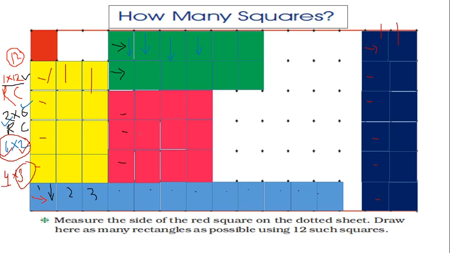1, 2, 3. 1, 2, 3, 4. In this way we can calculate the number of rectangles. So how many rectangles do we draw here? 1, 2, 3, 4, 5.